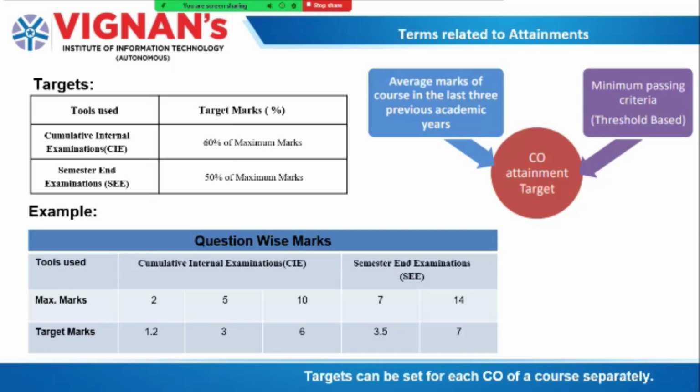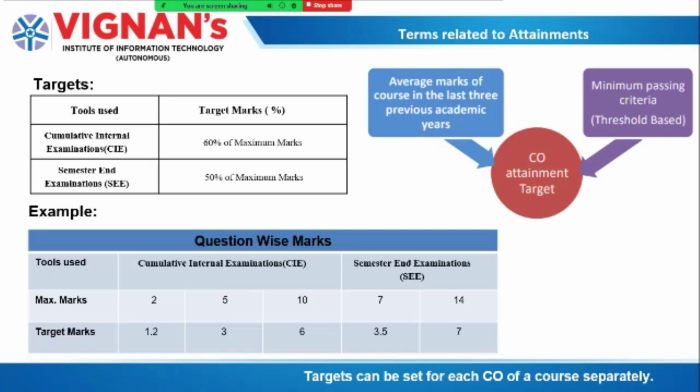For example, we have 4 COs: CO1, CO2, CO3, CO4. For each CO, we can take a different target, like for CO1 50%, CO2 60%, CO3 70%, like that. So this is based on the average marks of the course. But here we are following the minimum passing criteria, that is 60% of the maximum marks for continuous internal examinations and 50% of marks as the target for the semester end examinations.